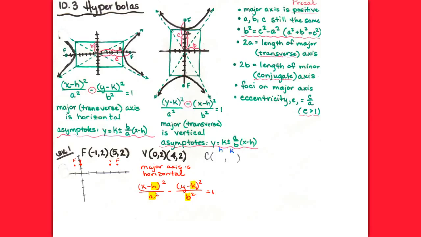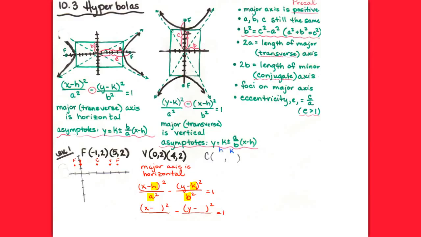So let's start with finding the center. If I have both of my vertices, where is the center? In the middle, right. Or if I have both of my foci, where is the center? In the middle, right. So again, they could have given me either one of those things, and I could do the midpoint, and I could find my center.